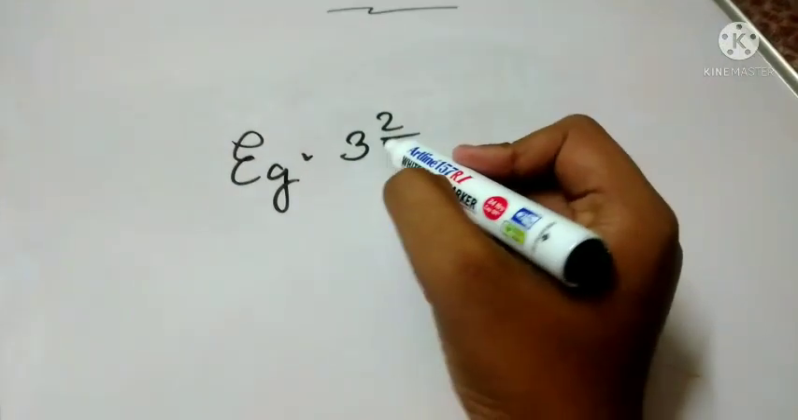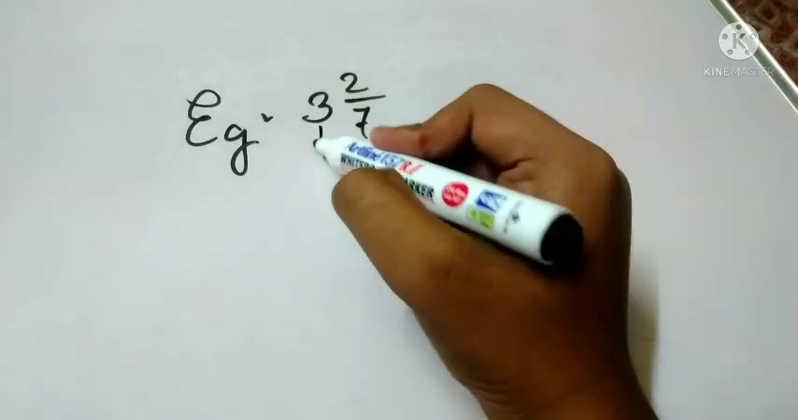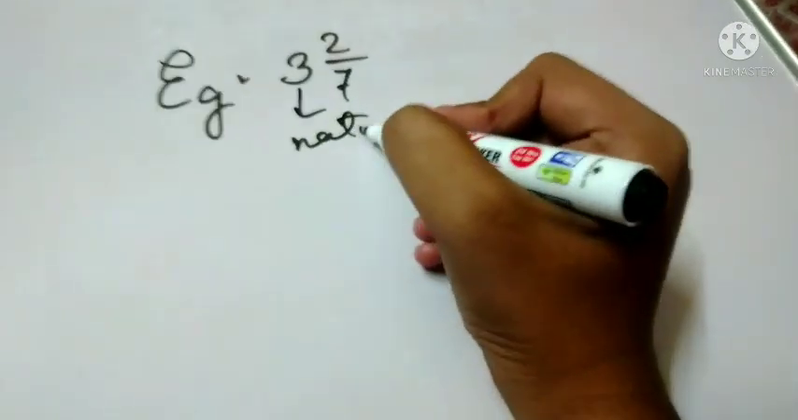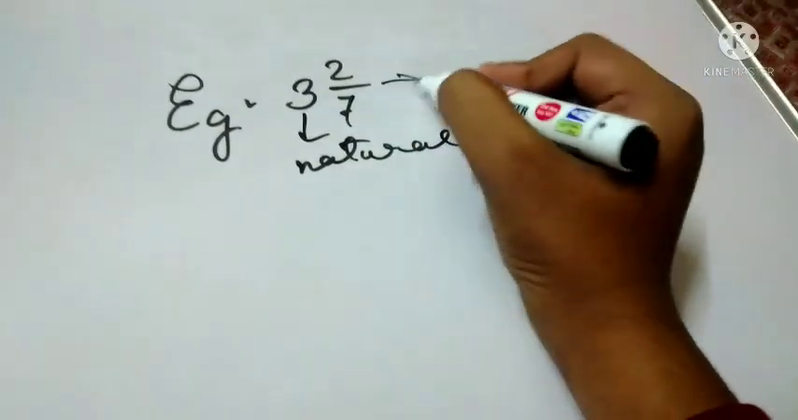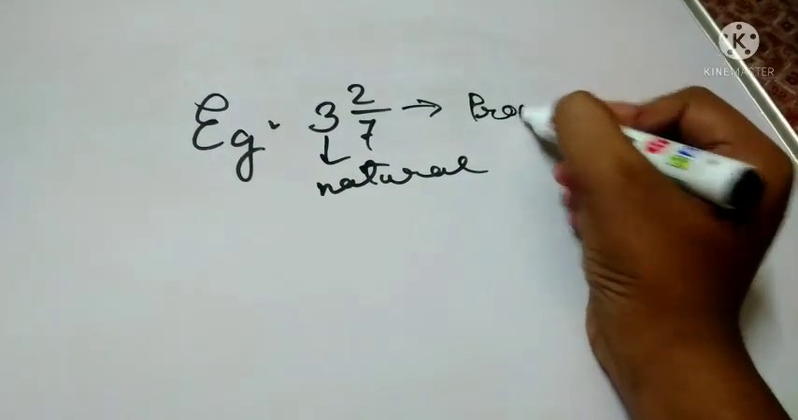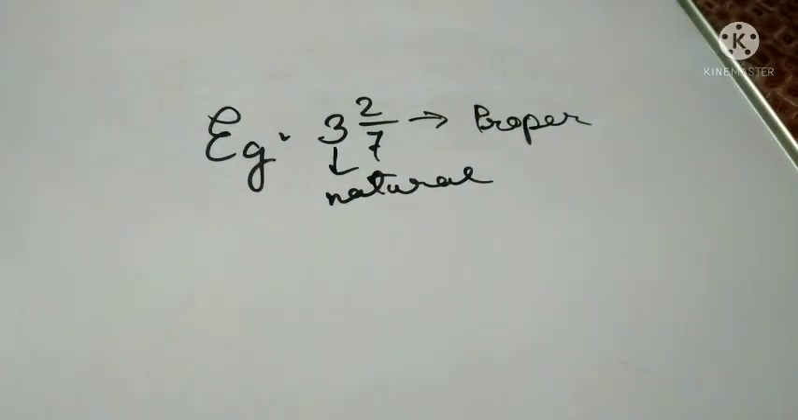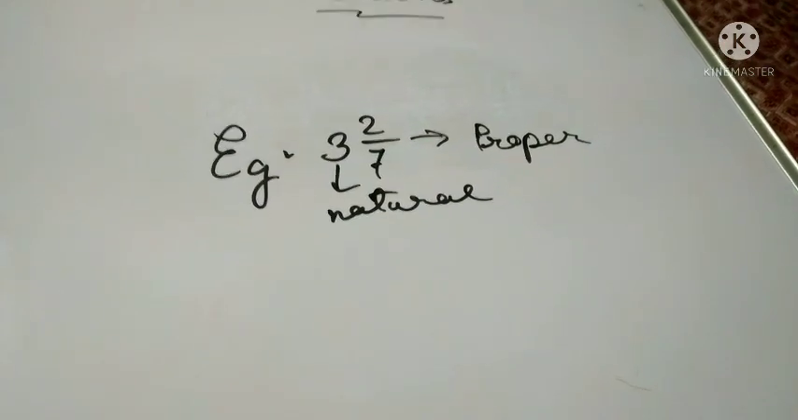See, the mixed fraction consists of two parts. 3 is a natural number, and 2/7 is a proper fraction. So, I hope you understand what is a mixed fraction.